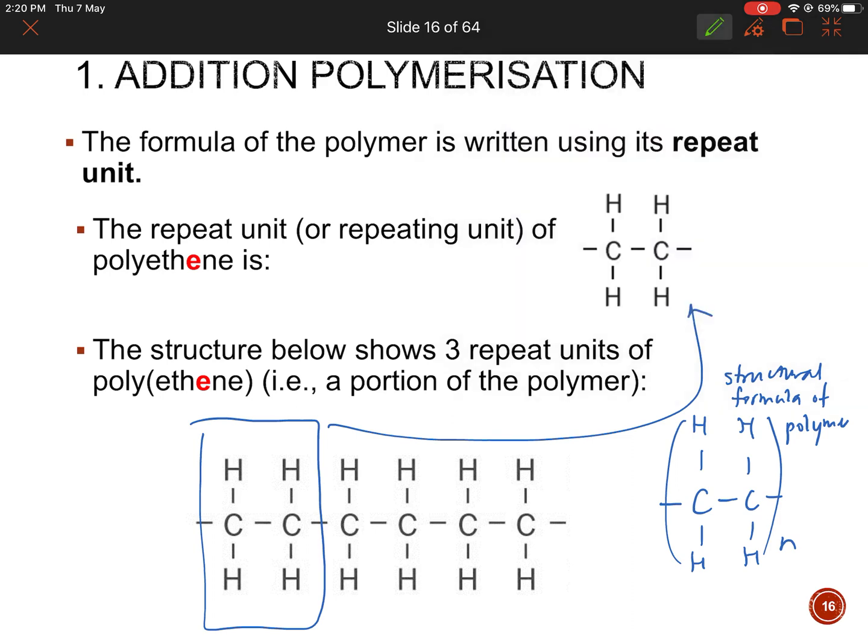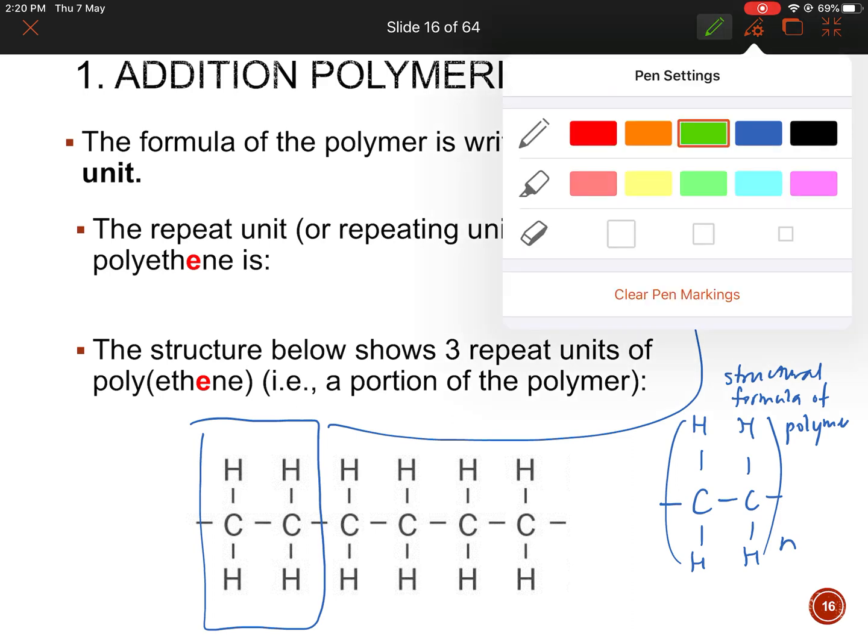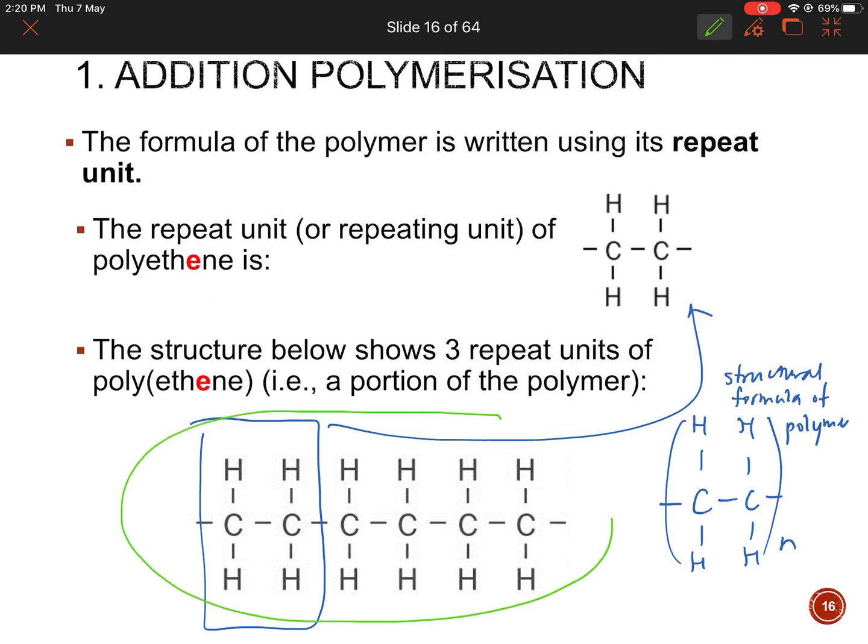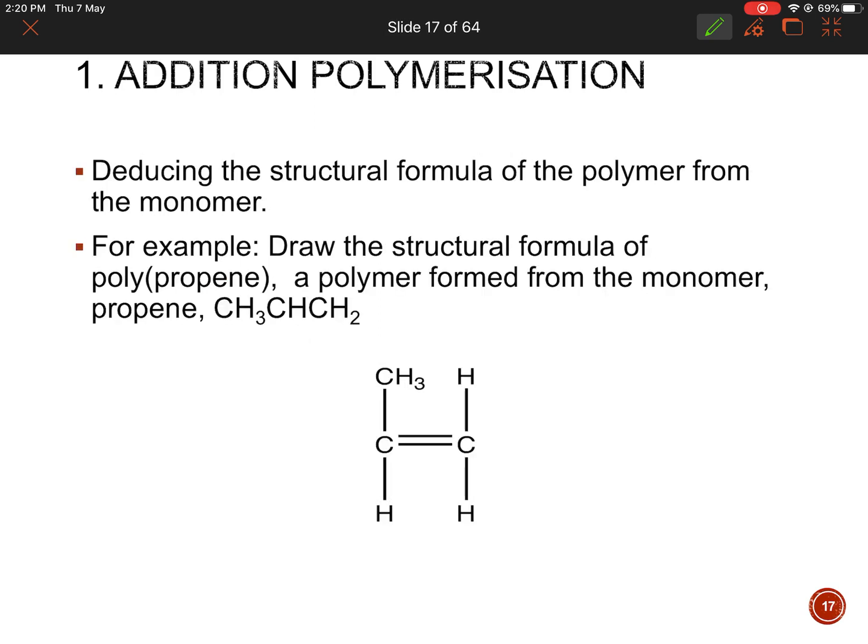This one over here is a portion of the polymer showing 3 repeat units. Okay, so there are slightly different representations of the polymer. For example, if I have the monomer propene, CH3CH=CH2. Now, when I draw propene, sometimes you will draw it like that. Correct? You draw it as a straight chain.